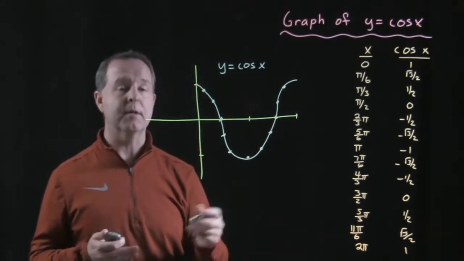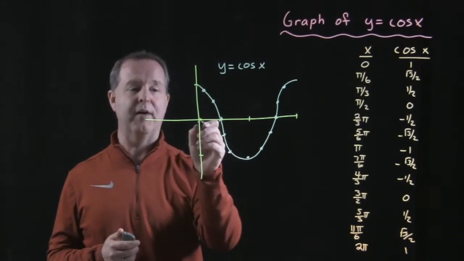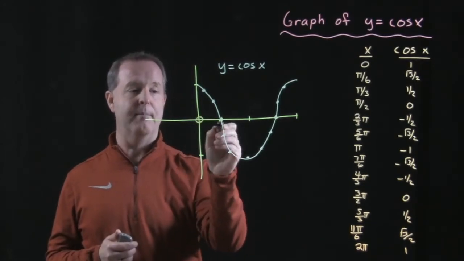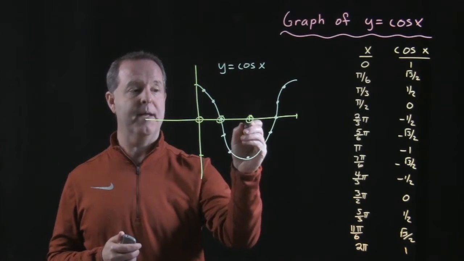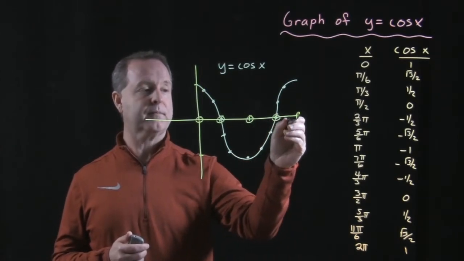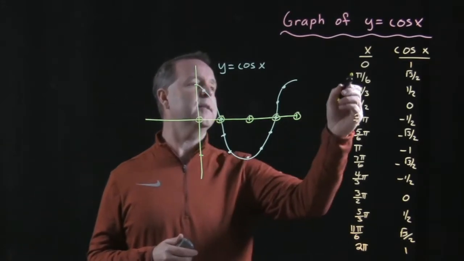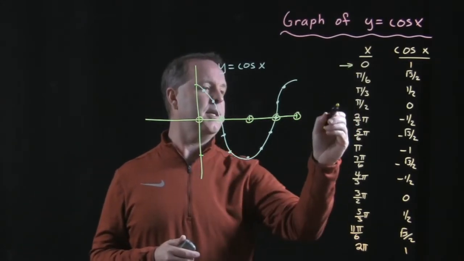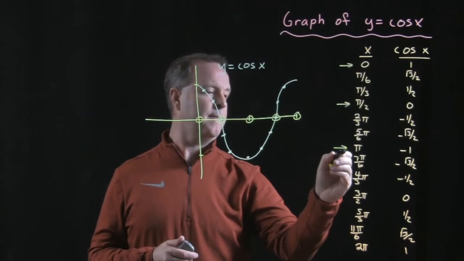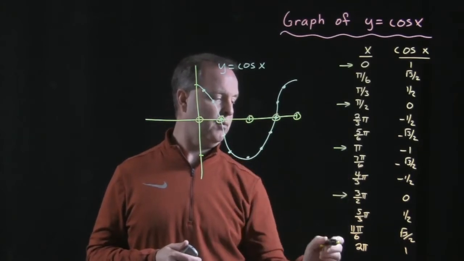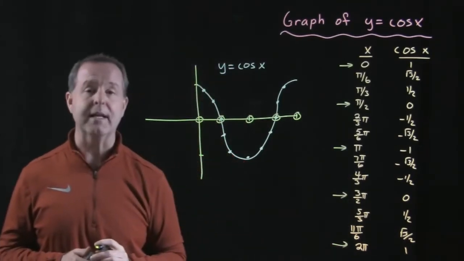Notice also, there are some key points again. There are 5 key points: a maximum, a 0, a minimum, a 0, and a maximum along the first cycle of that graph. And you can see them listed here. There's a key point, key point, key point, key point, and another key point.